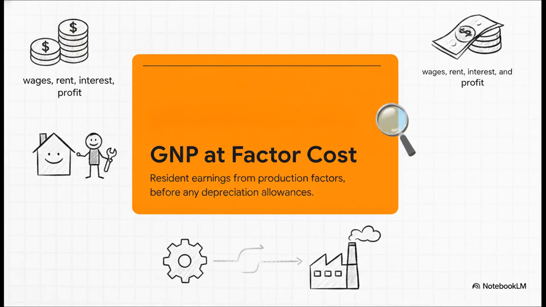This is absolutely crucial to understand. We define GNPFC as the sum total of earnings received by various factors of production, meaning all the wages, rent, interest, and profit by normal residents of a country in a year, without making allowance for depreciation. Basically, it's the pure resident earnings before wear and tear, looking solely at the payments made to the people and resources actually doing the producing.